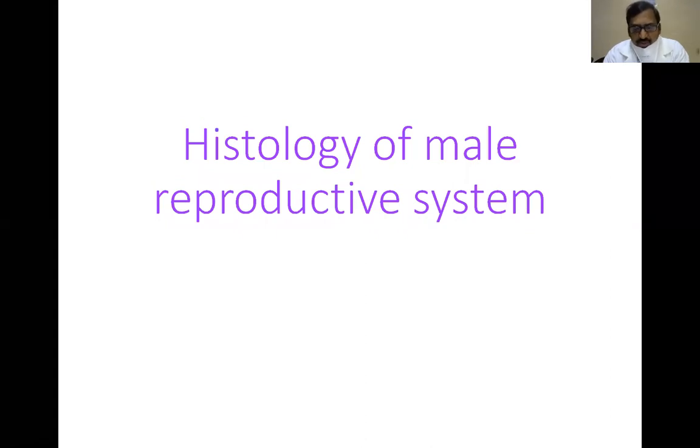At the same time, the prostate gland is also a very important gland in the male. Benign or malignant hypertrophy of the prostate gland is common in elderly males, especially after the age of 60 or 65 years. There are chances for enlargement of the prostate gland. If there is enlargement, it may cause obstruction to the urinary flow, because, as you already know from gross anatomy, the prostatic part of the urethra passes through the prostate gland. That is why there are more chances of obstruction to the urinary flow.